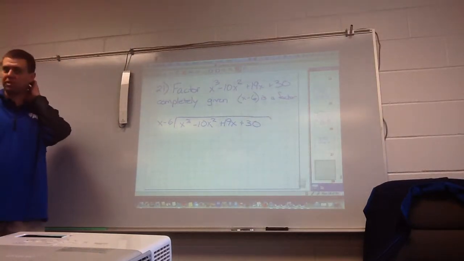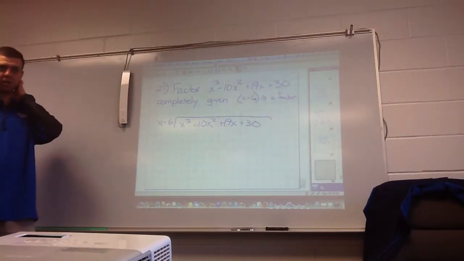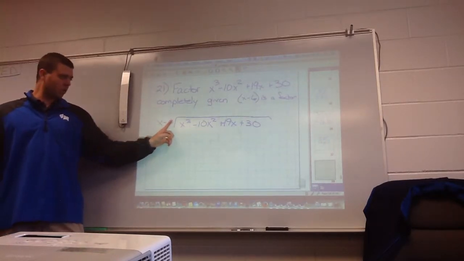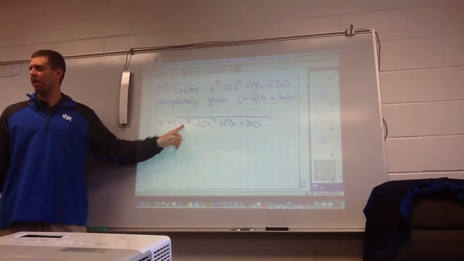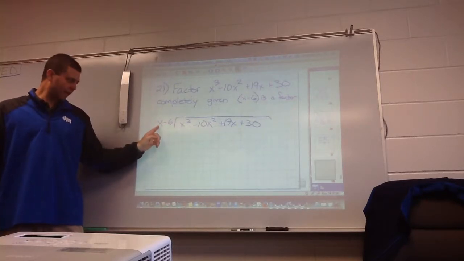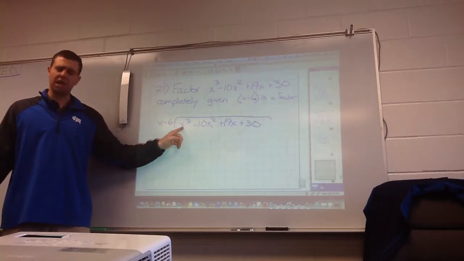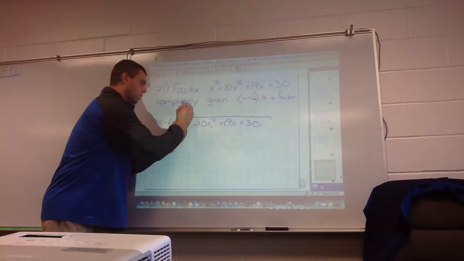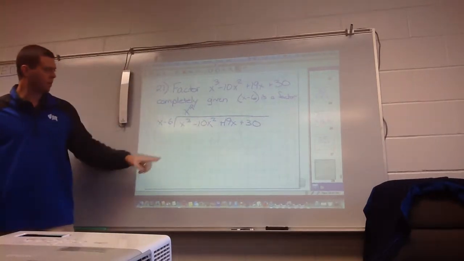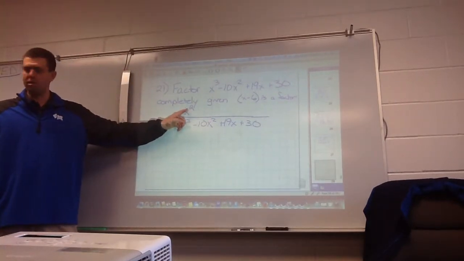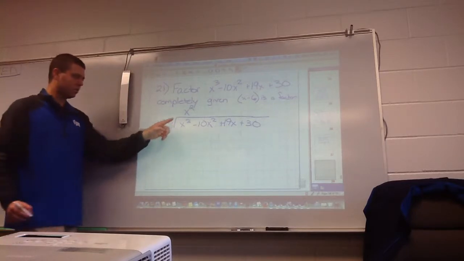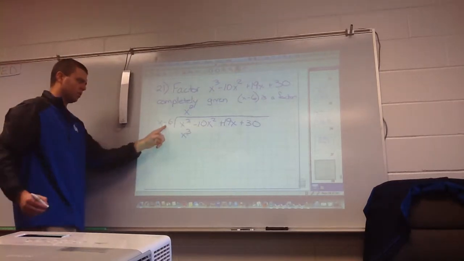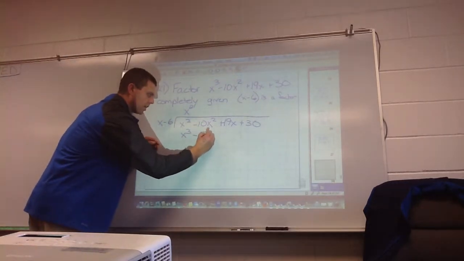Okay? If I'm doing this the long division route, this is what I would do. And here's how I think. X goes into x cubed how many times? X times what gives you x cubed? X squared, right? So I put an x squared right up here. What do I do with that x squared? Multiply by what's in front. So I take x squared times x, which will be x cubed. I take x squared times negative 6, which would be negative 6x squared.